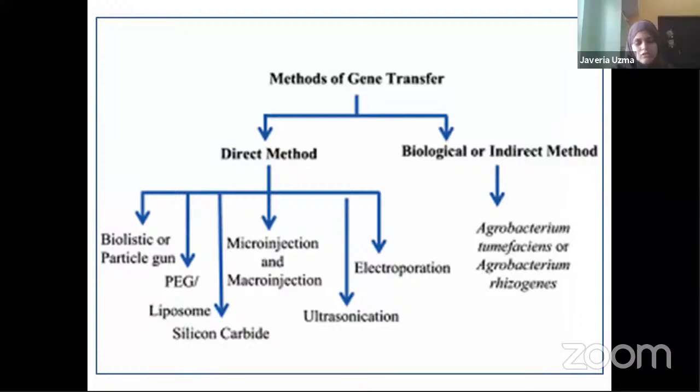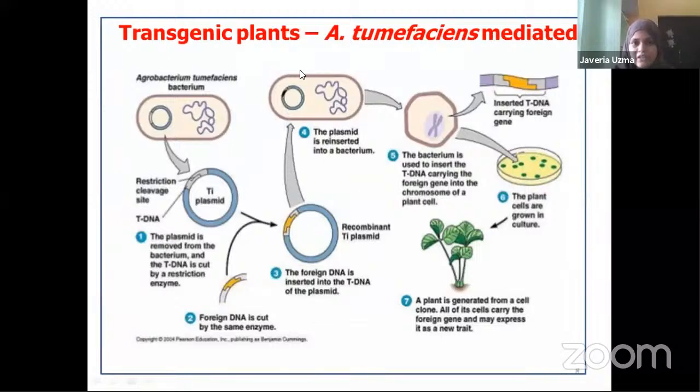So as in transgenic, we transfer different genes. This gene transfer can be done by two methods: direct method or indirect method. In direct method, directly you can introduce the gene into a plant cell, whereas in indirect method, you can use a mediator. That mediator will be a bacterium, that is agrobacterium tumefaciens. So this is the way of creating transgenic plants using agrobacterium tumefaciens.